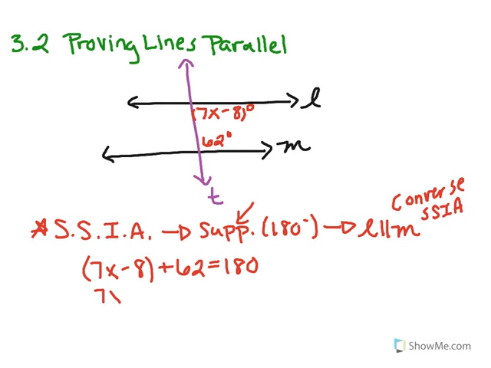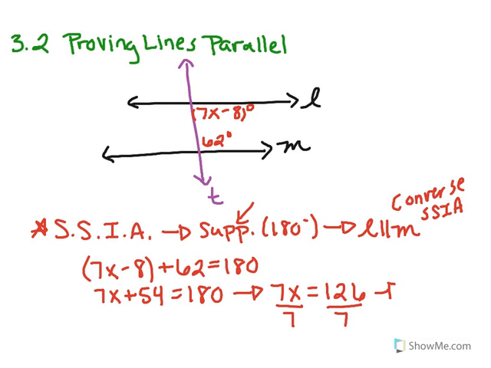So 7x plus 54, that's negative 8 and 62 together, equals 180. Okay, I then subtract 54 from both sides, which is 126, and then I divide both sides by 7. These 7's cancel, and x is equal to 18.